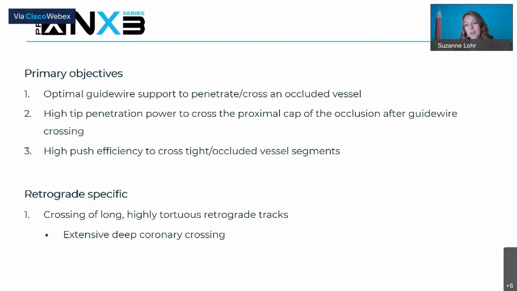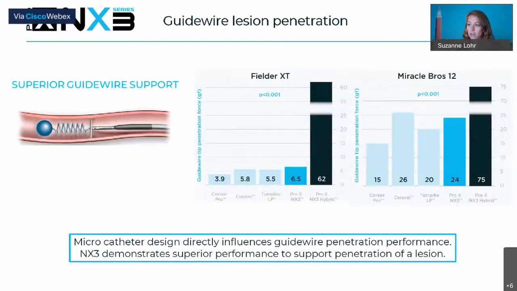Third point is that high push efficiency is very important in order to cross very tight vessel segments and in order to reach your target lesion. So we believe that all three objectives should also be possible in a retrograde setting, after crossing long and very tortuous retrograde tracks. During the development of the NX3 series, the updated version, we really focused mainly on those objectives, and also on the in vitro testing that we did versus the main competitors. I will share the test results with you now as well.